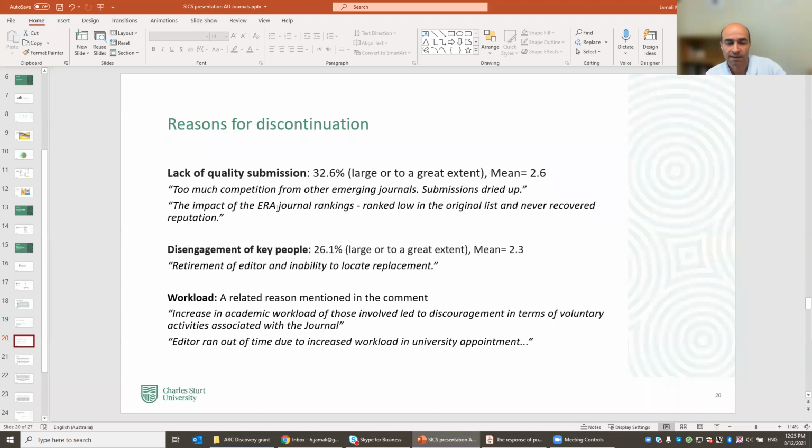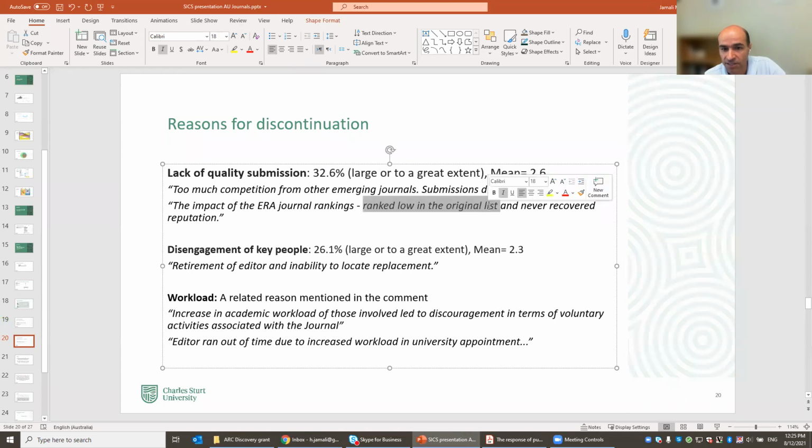Other reasons included lack of quality submission, like too much competition from other emerging journals, submissions dried up, or the impact of ERA journal ranking. Before 2018, the ERA list actually apparently included rankings of journals, and as you can see here, they affected the reputation because they reduced the ranking of that specific journal, and therefore nobody submitted to that journal. Biggest disengagement of key people, retirement of the editor, and inability to locate replacement.